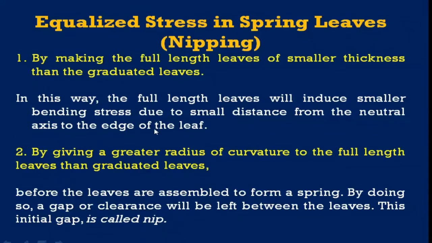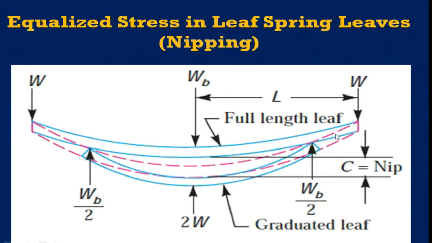Look at the figure so that it will be clear to you. Let us assume this top one is a full length leaf and the bottom one is a graduated leaf. The curvature of full length leaf is less compared to the curvature of graduated leaf. So, this full length leaf seems to be almost straight and this graduated leaf is a curved one. Obviously, the radius of curvature of this top leaf or full length leaf is more. The center of this will be somewhere at infinite distance and the center of this graduated leaf will be very close to the leaf. That's why the radius of curvature of full length leaf is very high and radius of curvature of graduated leaf is somewhat less.